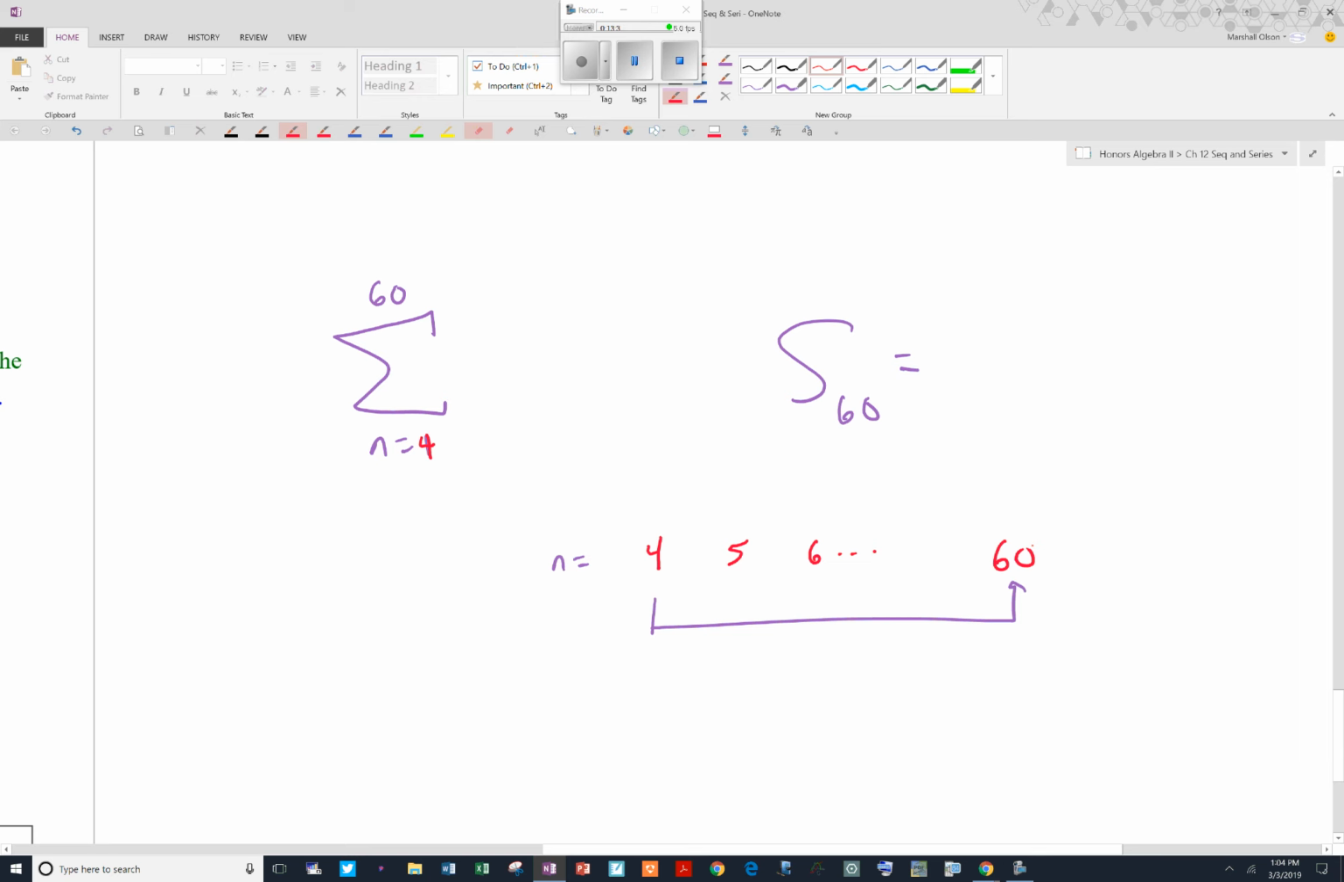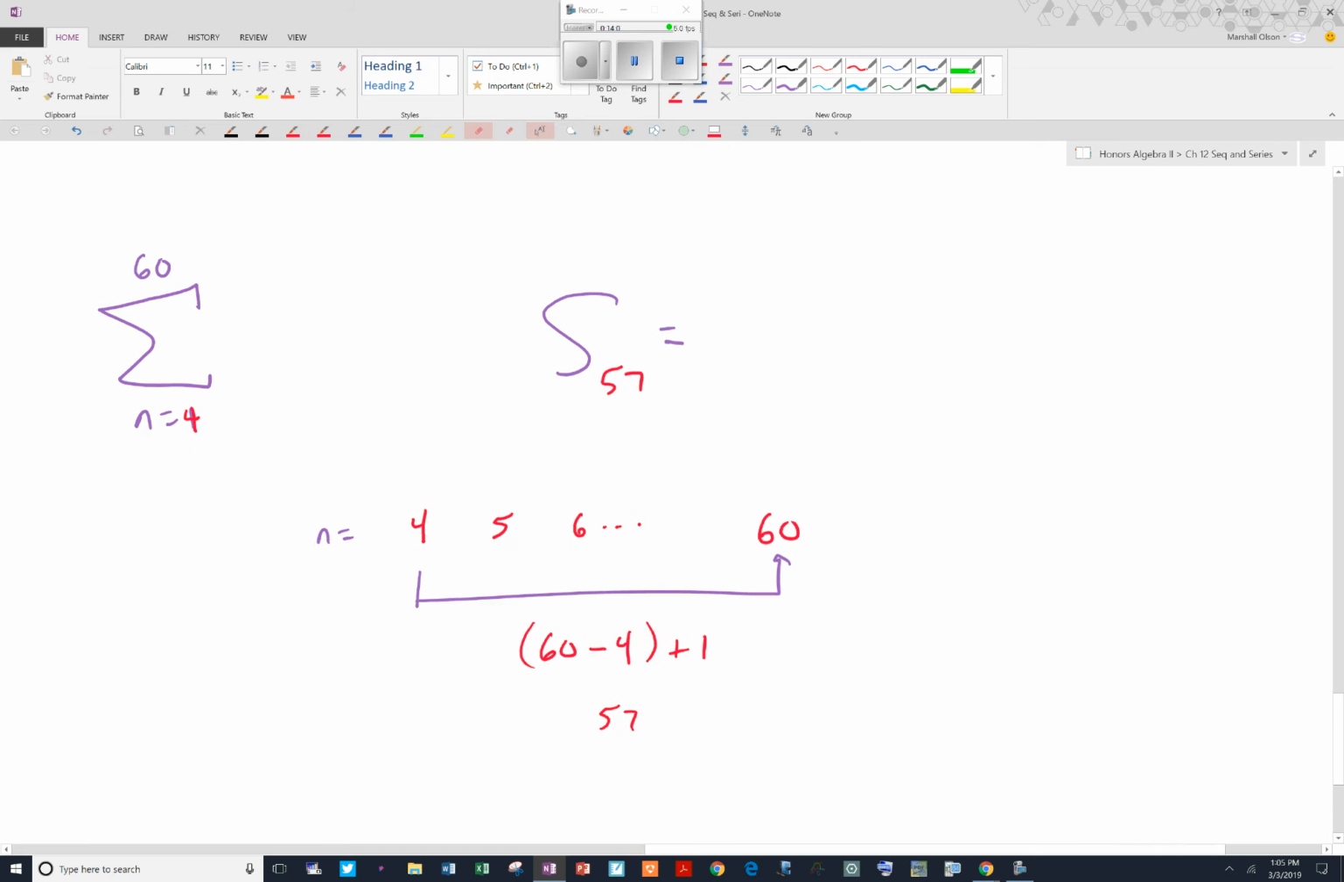How many things would that be? The way that you find the number of items when you're counting is to take the last minus the first, and then add 1. So 60 minus 4 is 56, plus 1 is 57. Why does it work that way? We'd be finding the sum of 57 things in this case if we went from 4 to 60 for values of n.